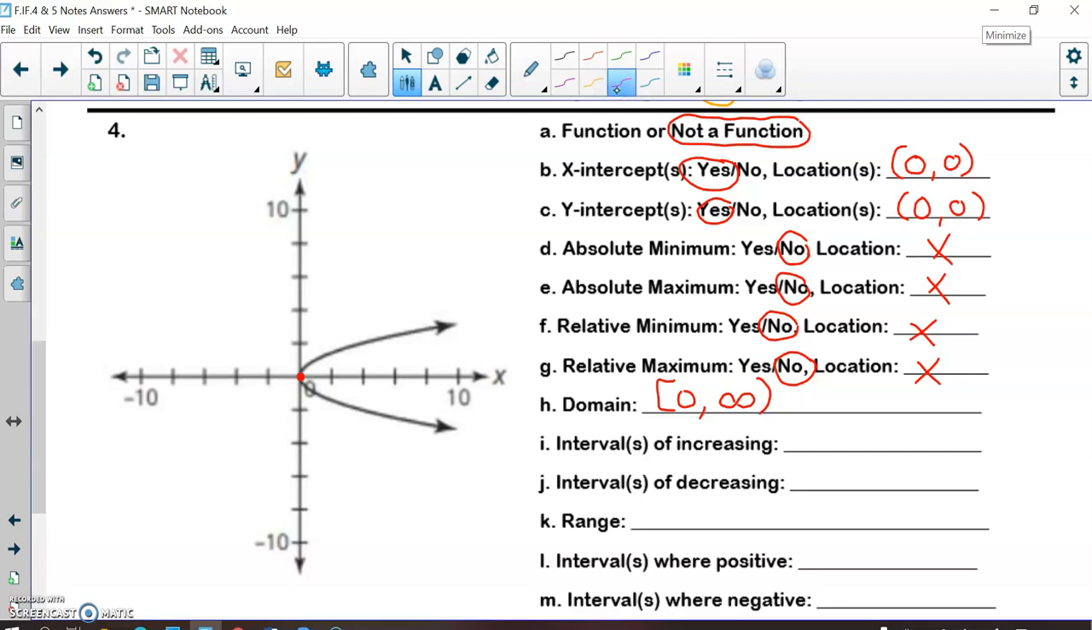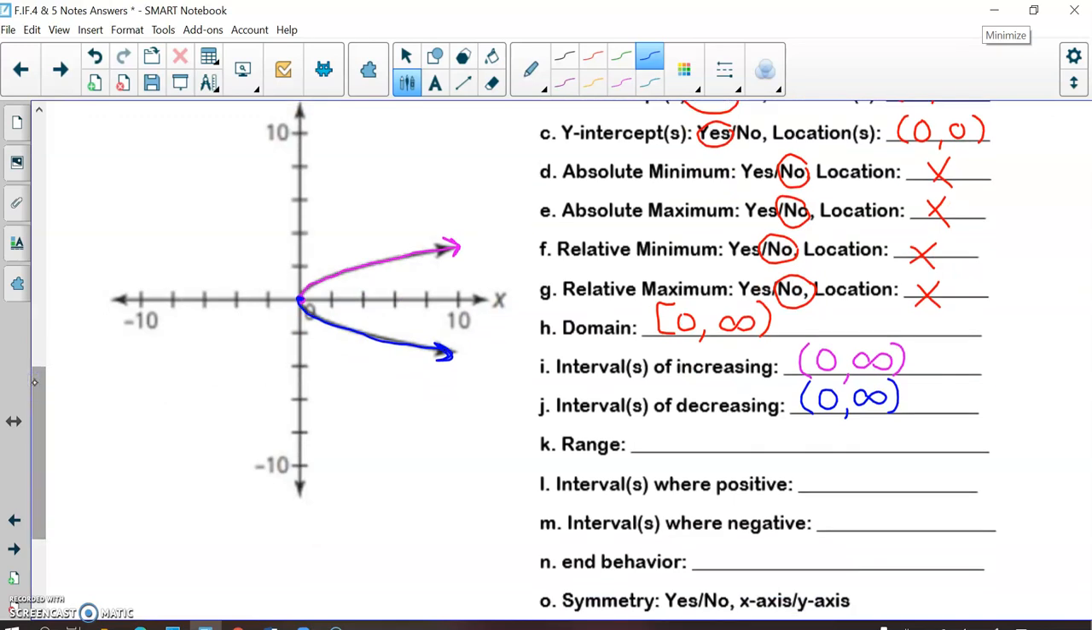Intervals of increasing here, so if I start here, as x increases, y is increasing on this side, so that is an interval of increasing. That goes from the x value of 0 all the way to infinity. But if I start here and I go down, as x is increasing, y is decreasing on this part of my graph. So between 0 and infinity, y is also decreasing, depending on what part of the parabola you're looking at.